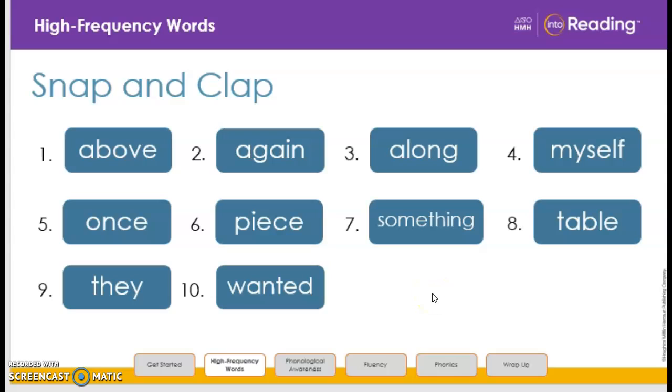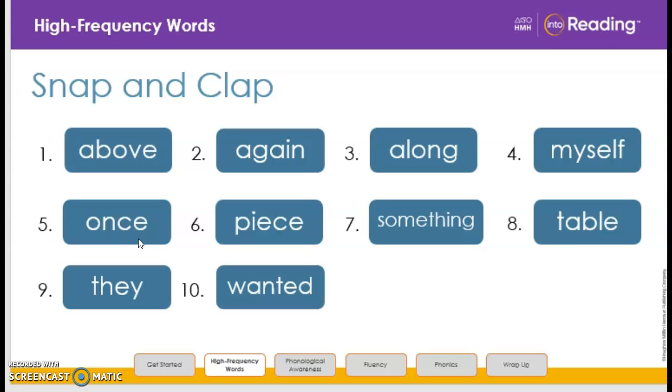So today is something fun to do with these words. We are going to play something together. We are going to snap and clap out the words. Snap and clap. So our first word that we are going to look at, let's do number 5. Number 5, the word is once.